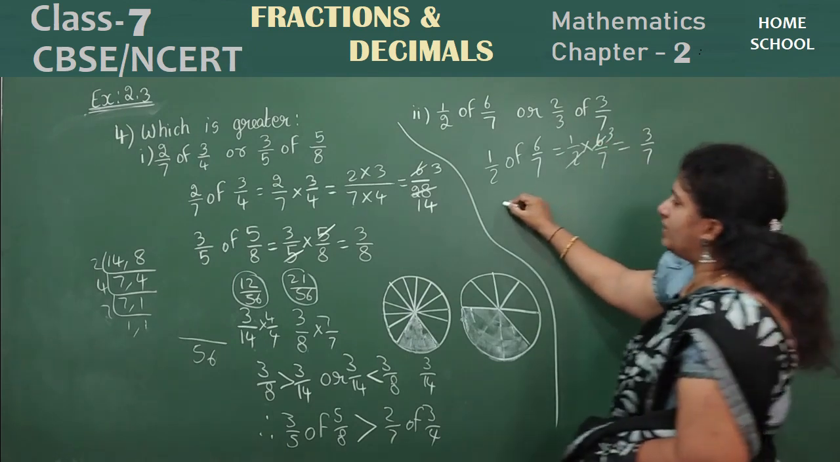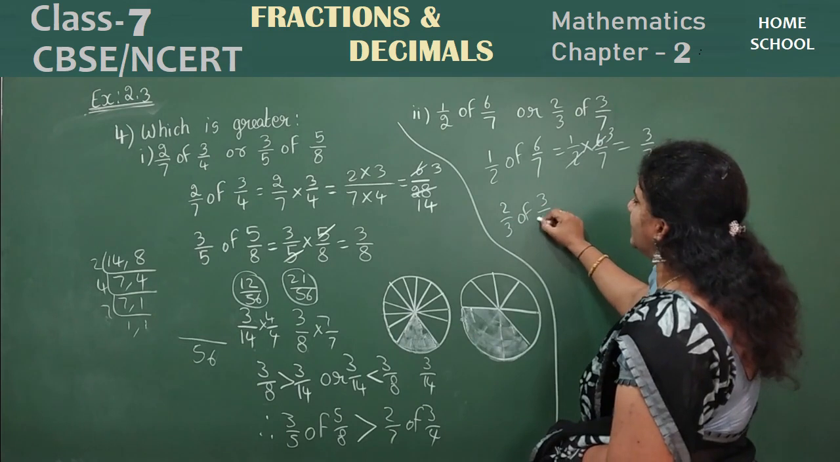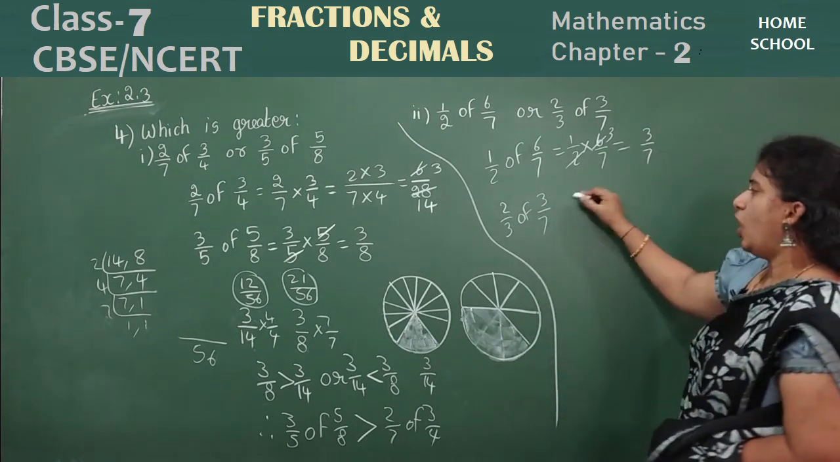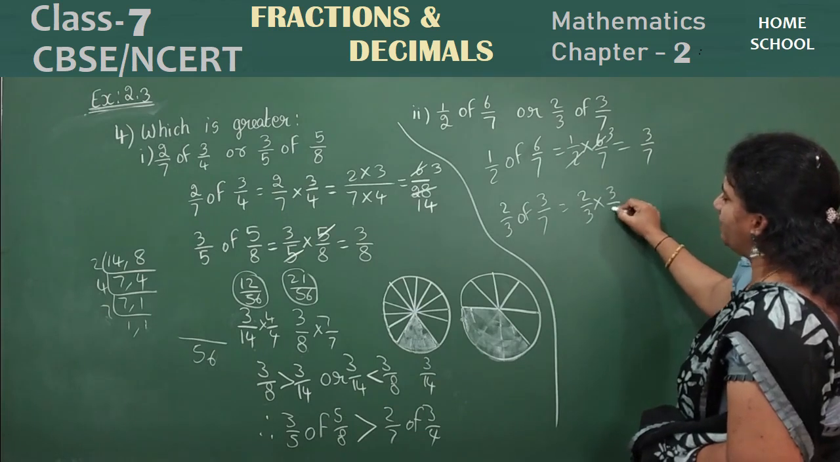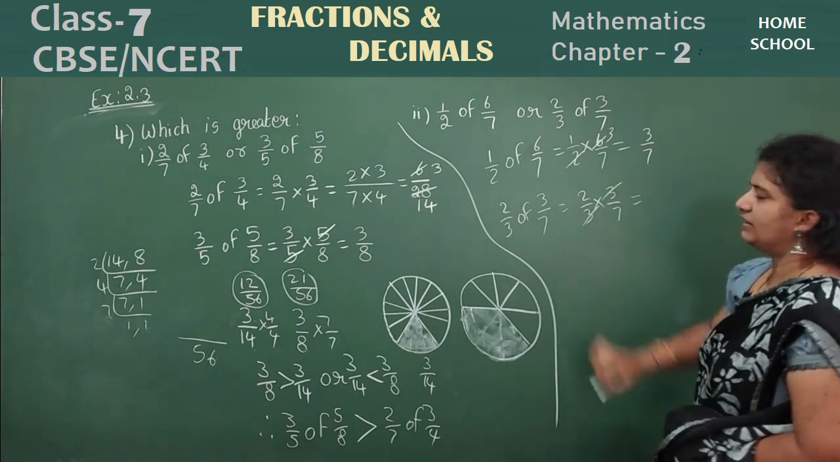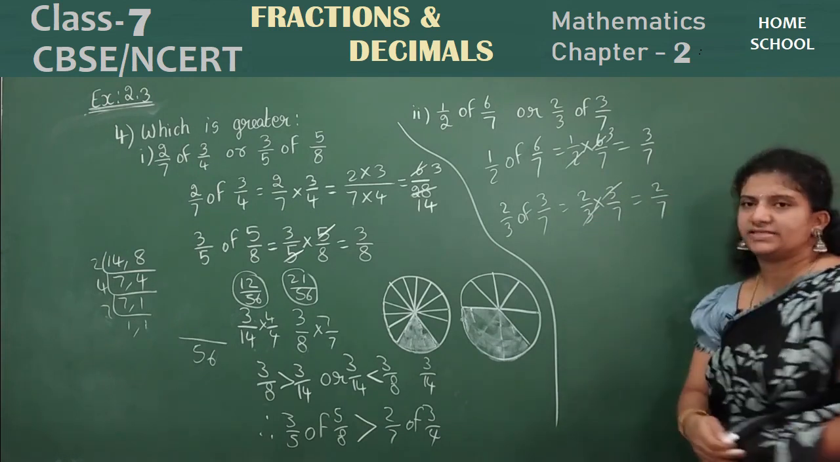Similarly, do this one. 2 by 3 of 3 by 7. Of, put a multiplication sign in the middle. 3 by 7. 3 3 cancel. Now write it here, 2 by 7.